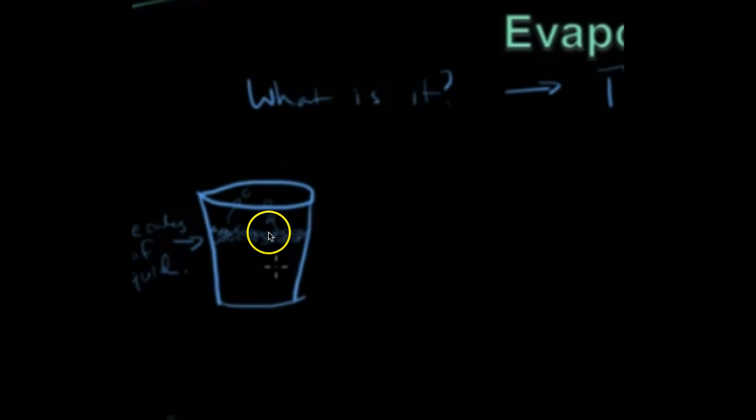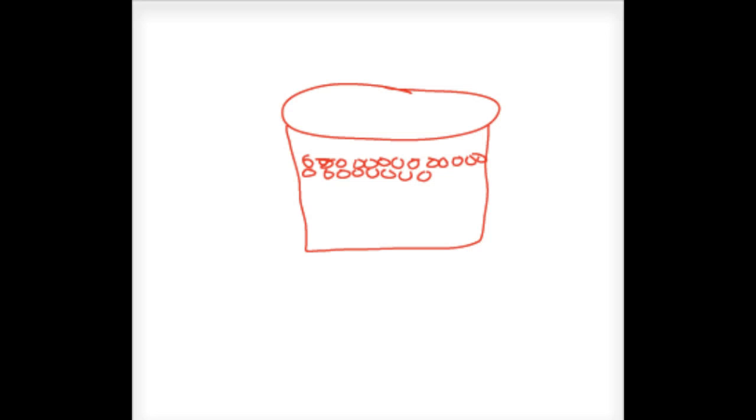Some of these molecules can escape the liquid, and once they become a gas, they actually leave the container. So after a certain amount of time, the surface of the water will go down because enough of the molecules have escaped and left the water, and we call this evaporation. So we definitely have to ask ourselves, how can this happen?